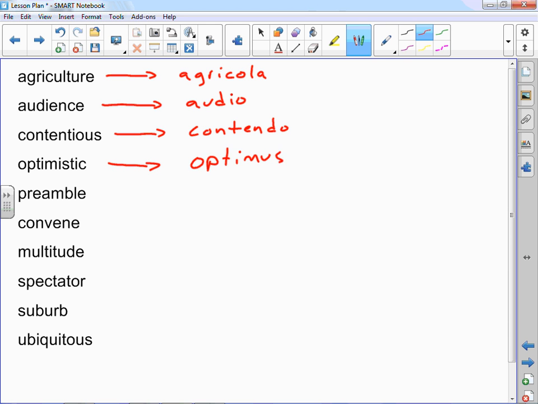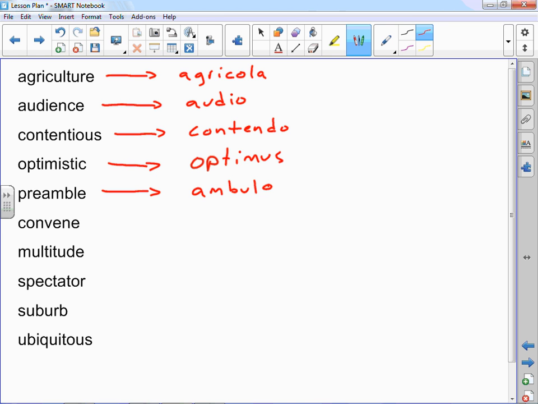Preamble, coming from ambulo, sorry, I've been using the first person singular. Ambulo means to walk. Pre means before. So if I'm walking you through something before, I get a preamble. Usually having to do with writing or speeches, and I'm walking you through what I'm going to talk about or what I'm going to write about.